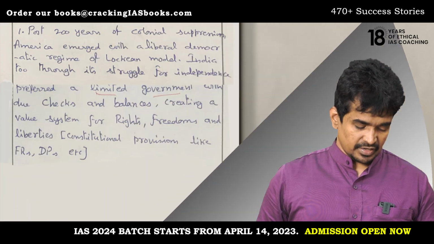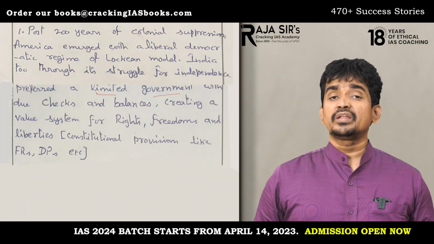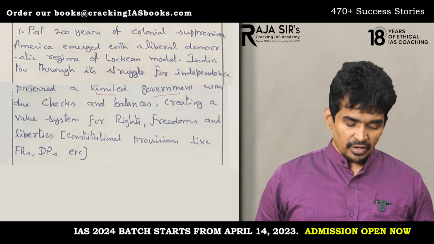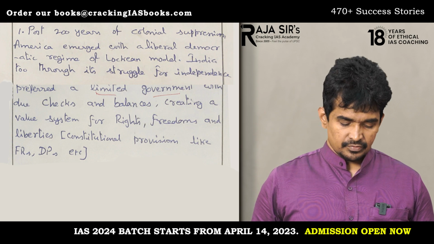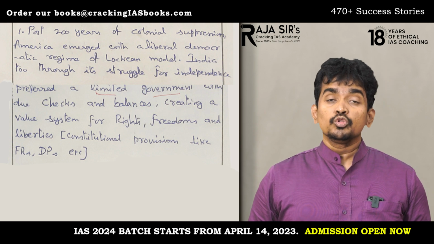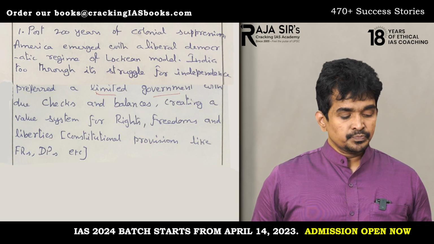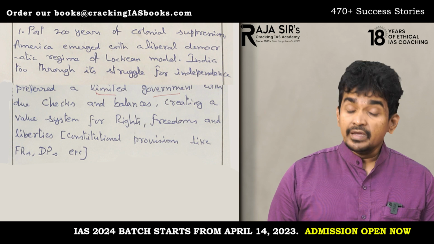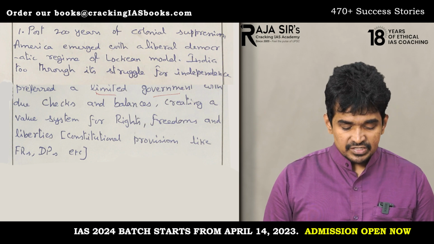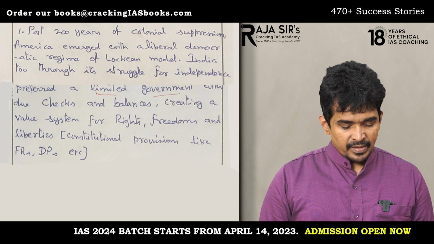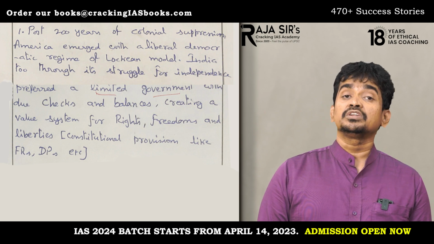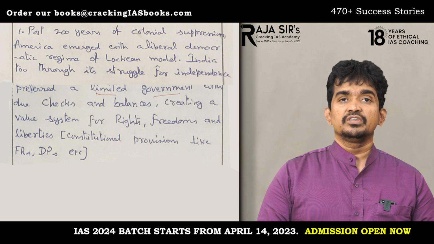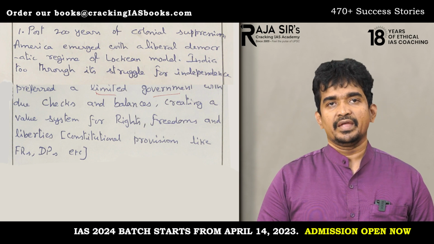Now, reason number one: post 200 years of colonial suppression, America emerged with a liberal democratic regime of the Lockean model. Full stop. India too, through its struggle for independence, preferred a limited government with due checks and balances, creating a value system for rights, freedoms and liberties. So within brackets I have mentioned constitutional provisions like FRs, DPs, etc. So this particular dimension was missing in that answer written by an aspirant.